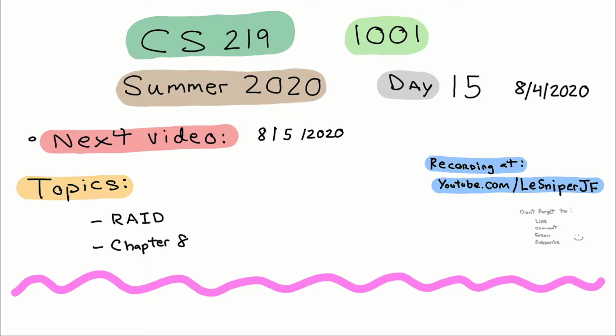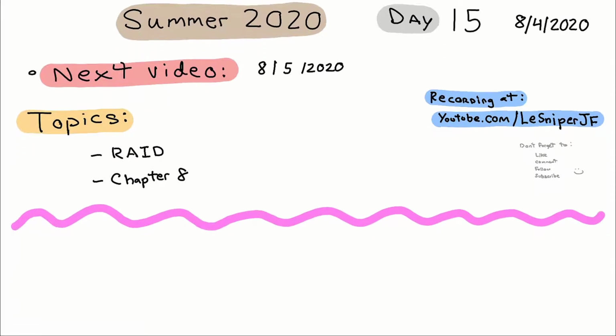So today we're going to be talking about RAID, continuing up on chapter 7. And then with the remainder of the time, we will do a brief overview of chapter 8. So let's go ahead and get started by talking about how RAID came to be. Last time we were talking about hard drives, and we're going to pick up from that.